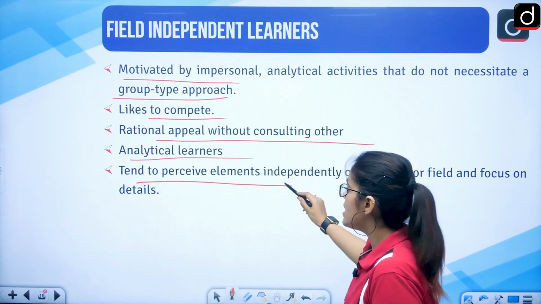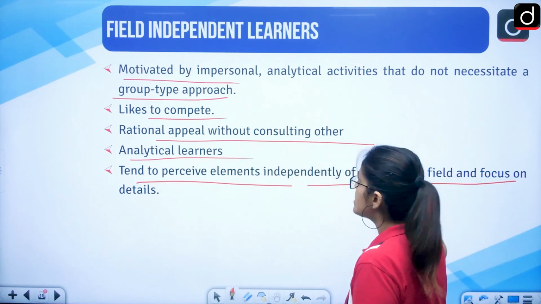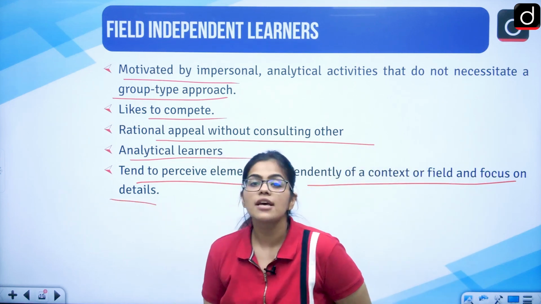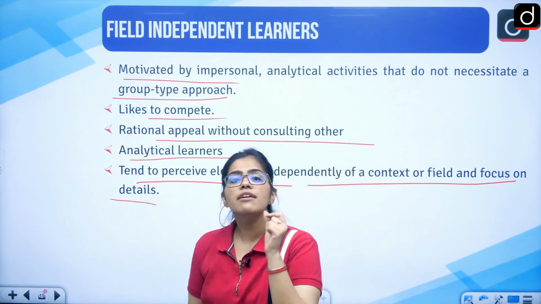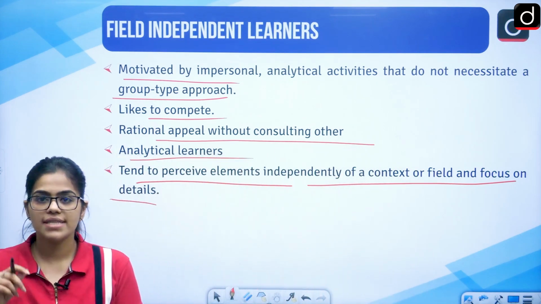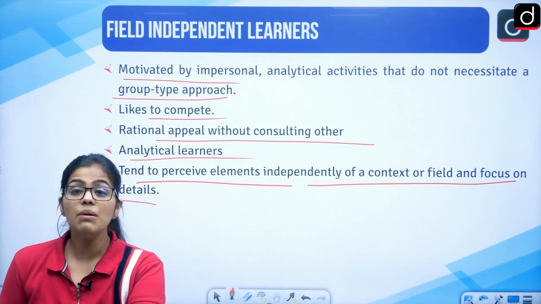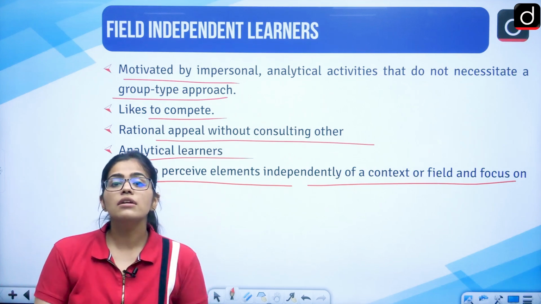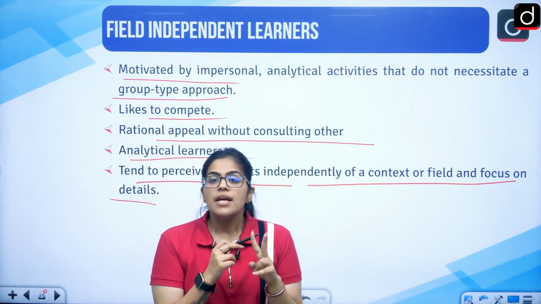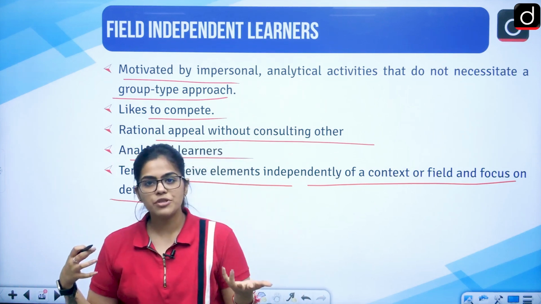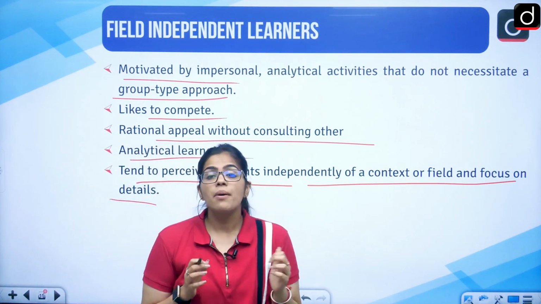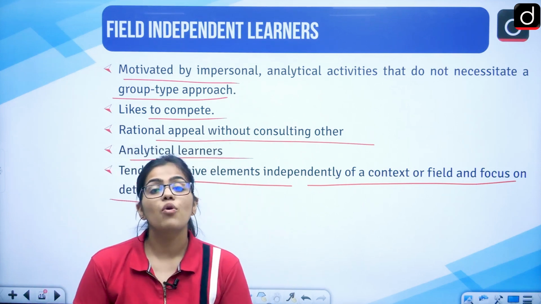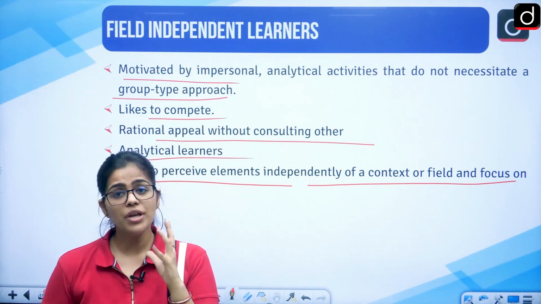They tend to perceive elements independently of the concept or the context or the field and focus on the details. So they are not completely focused on whatever the teacher or the curriculum is saying, but they will put their own rational efforts as well. So these are the two important kinds of learners. There can be someone who is learning in an abstract way, some in a concrete way. But if someone is not dependent on the field or the classroom, but wants to work on their own, you will call them what?